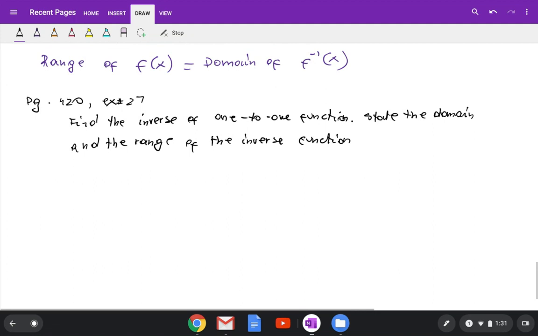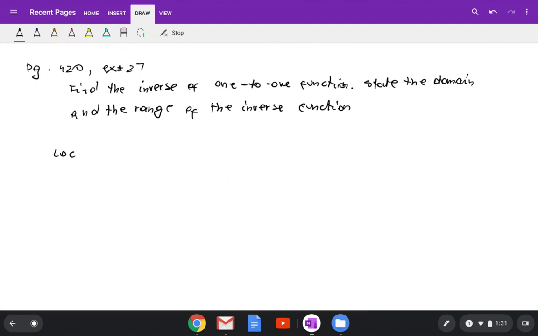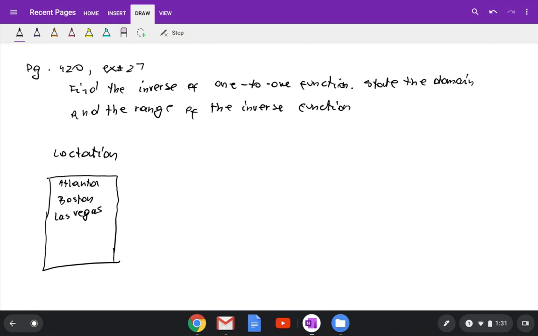So first, this is the example when they give you mapping. That's the nice example. We have location. That's our domain of original function. So this is again a situation of original function. They give us Atlanta, Boston, Las Vegas, Miami, Los Angeles.